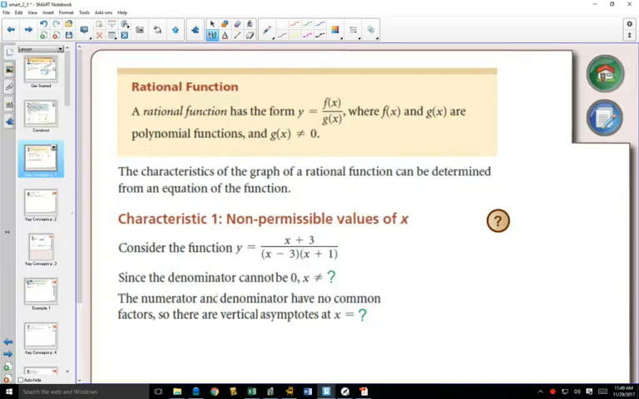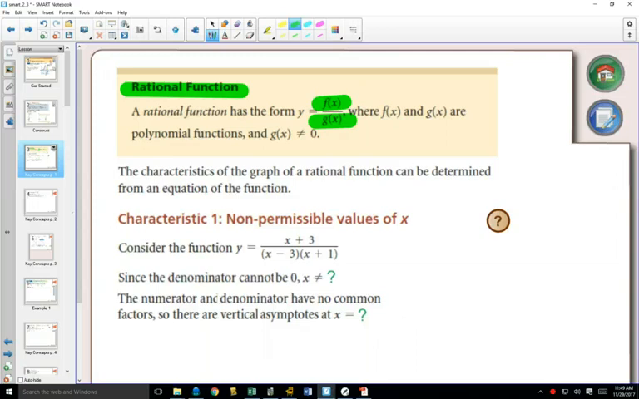So we've seen rational functions. That's not a highlighter. We have seen rational functions already. That is a highlighter. And a rational function is any time you have one polynomial divided by another polynomial.